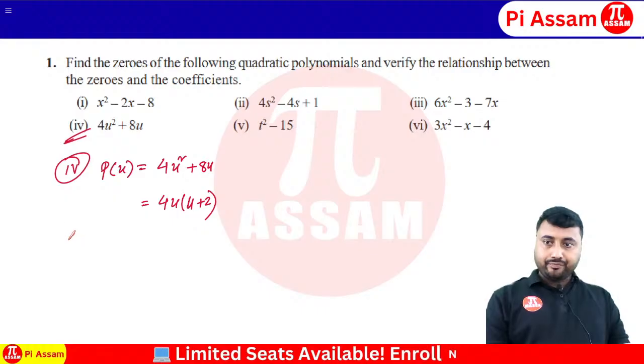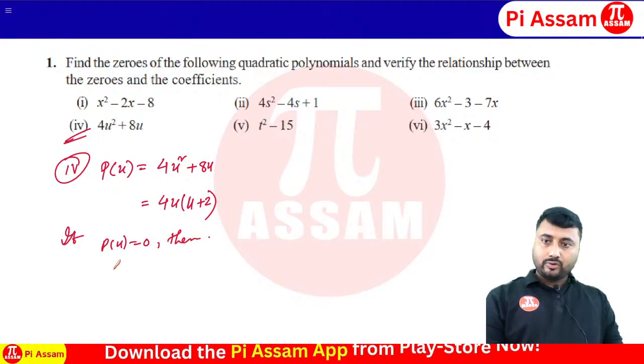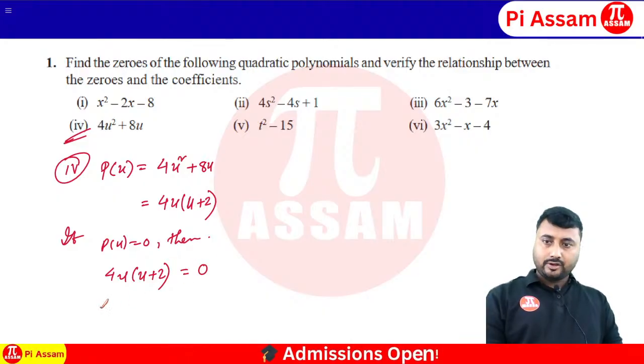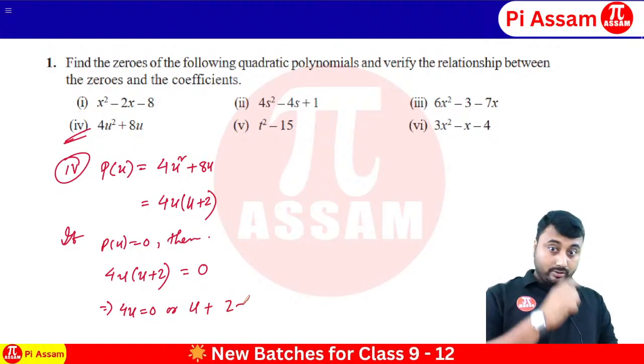So therefore, if p(u) is equal to 0, then 4u into u plus 2 is equal to 0. Therefore, 4u is equal to 0 or u plus 2 equal to 0.